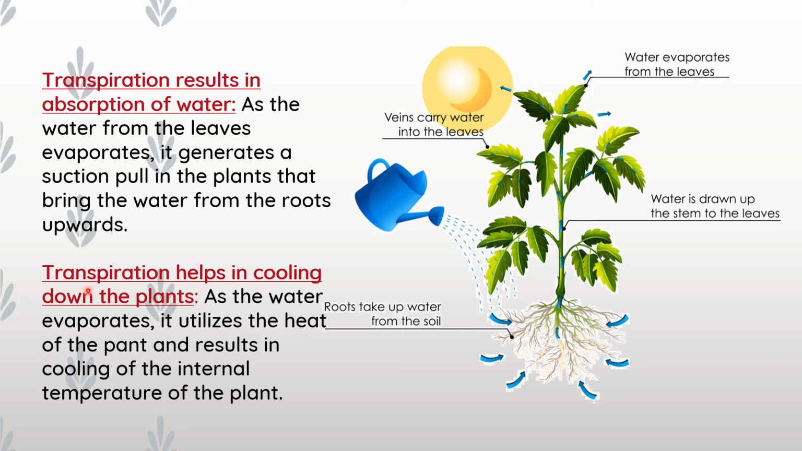Then the next point, transpiration helps in cooling down the plants. Same like us, we sweat. Sweating is a kind of evaporation from our body. The sweat, that is water, evaporates, and at that time we also feel cooling. So sweating is the process for cooling our body. In the same way, transpiration also helps cool down the plants. As the water evaporates, it utilizes the heat of the plant and results in cooling of the internal temperature of the plant.